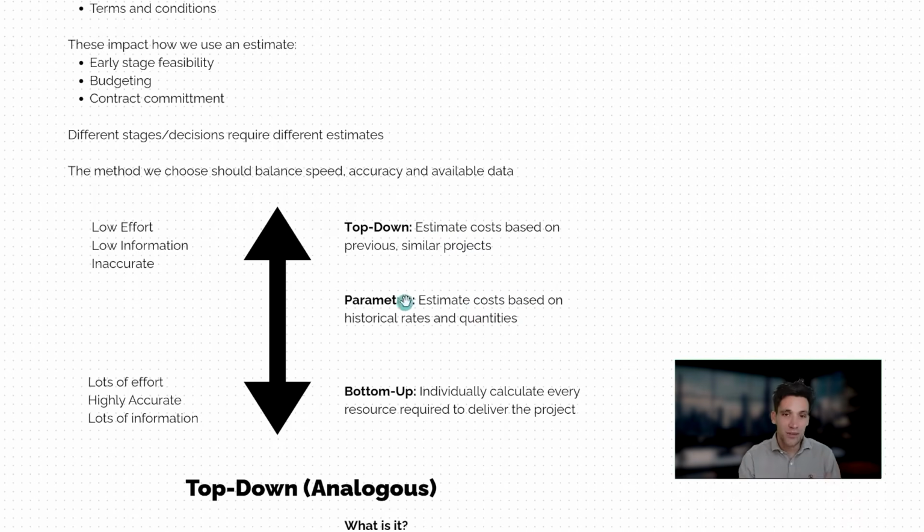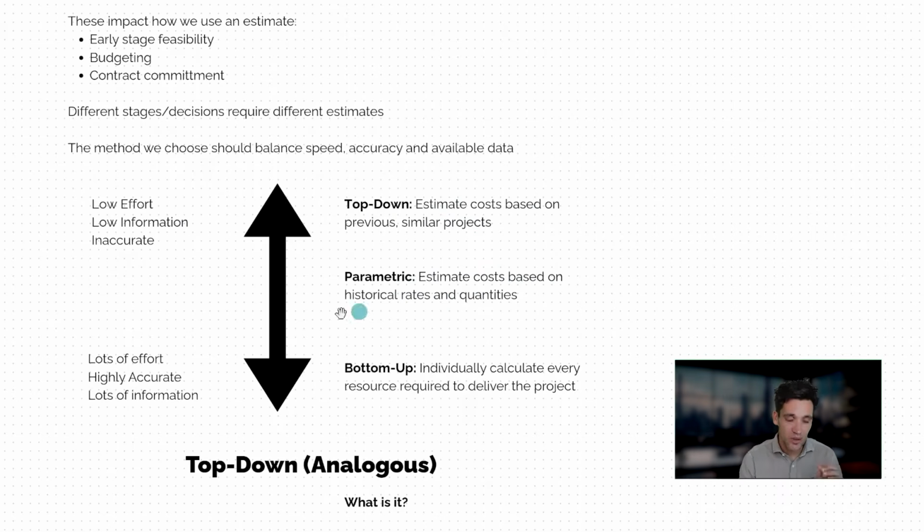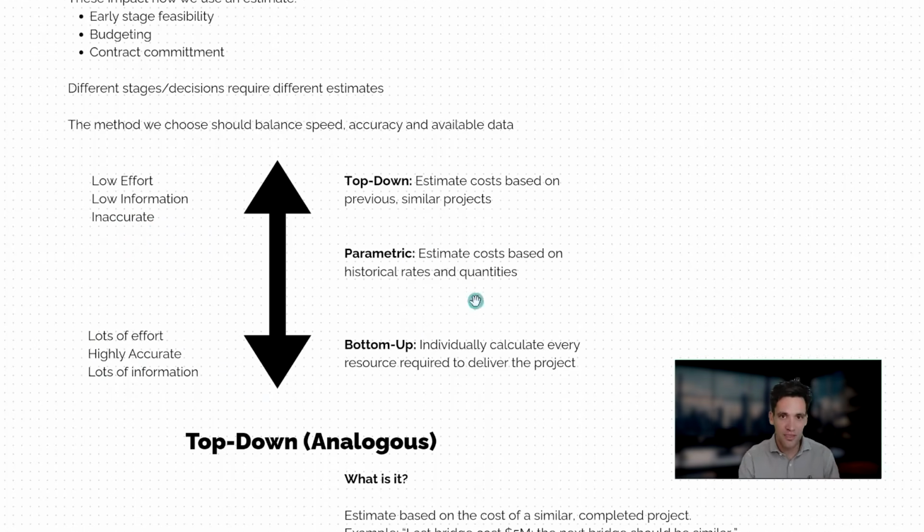Okay, so I've mapped out the 3 different estimating methods on this continuum. One end, we've got a low effort estimate where we've got low information. It's going to be inaccurate. The other end of the continuum, we've got lots of effort, highly accurate, which we're going to require a lot of information to put together.